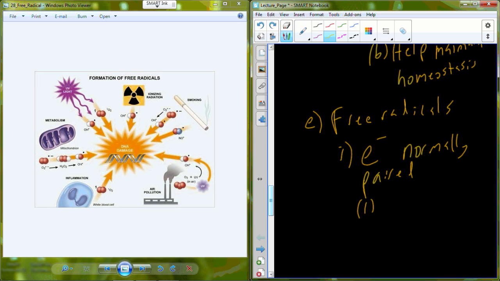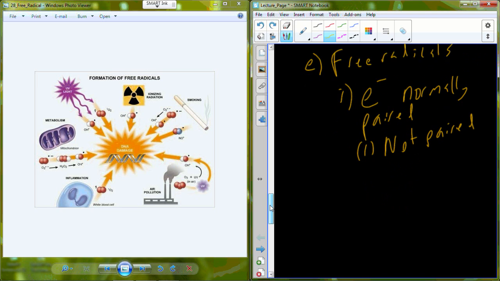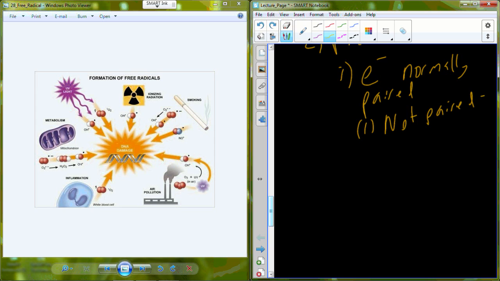When electrons are not paired, they go out and they seek a partner, someone that they can partner to. In some cases, this is a very aggressive search procedure, finding an extra electron. When it is that aggressive, so to speak, we call these free radicals. So a free radical is going to have electrons that are not paired. That means it will have an odd number of electrons. Now, free radicals form for a variety of different reasons, and you can see some of the reasons listed out here.